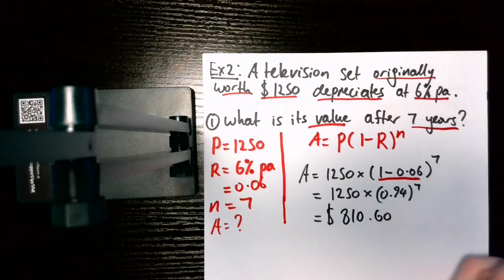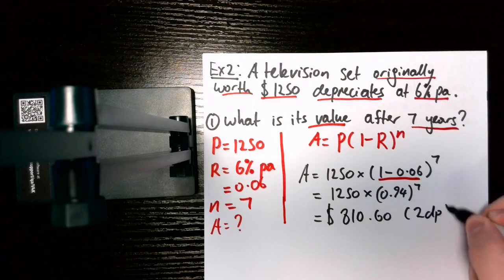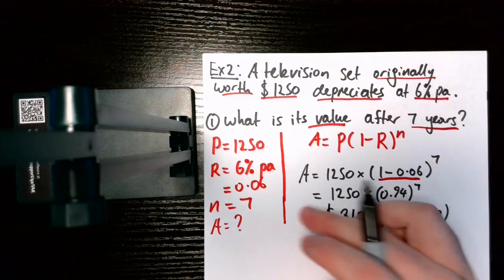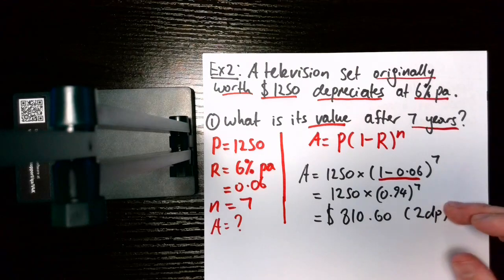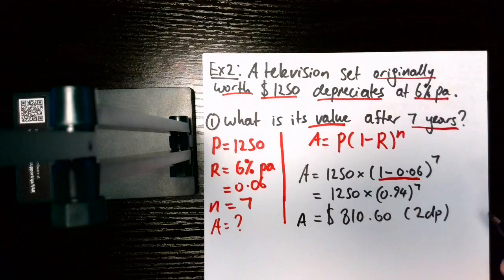$810.60. Now what I've done is I have rounded this automatically to 2 decimal places and just skipped a step here. Normally I would get you to write out the decimals fully first and then round afterwards, but I just skipped that step. So this is our final value corrected to 2 decimal places. This is the value that a television is worth after 7 years with it depreciating.